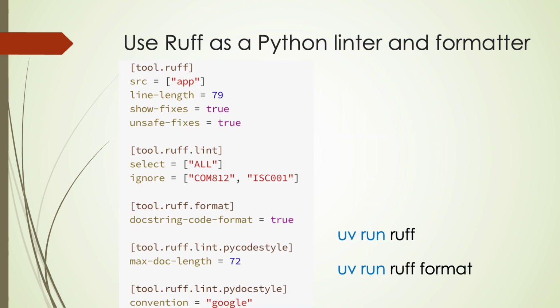To make Ruff work properly, we need to add some configurations. We will add the following configurations in pyproject.toml for Ruff. Most configurations are pretty self-explanatory, and you may want to tweak them for your own projects. Now we can run UV run Ruff to lint and format Python code in the project.